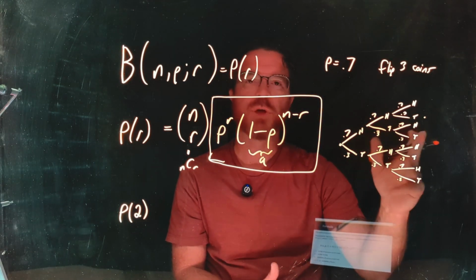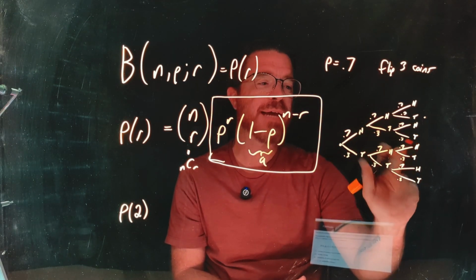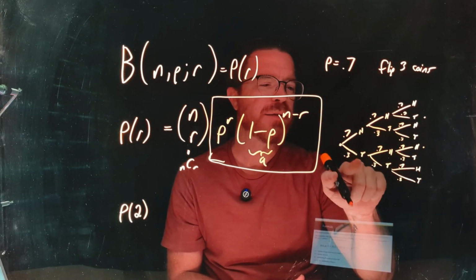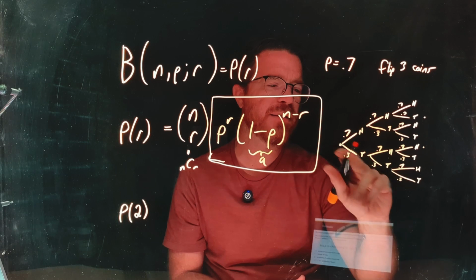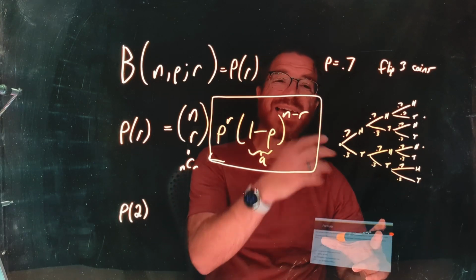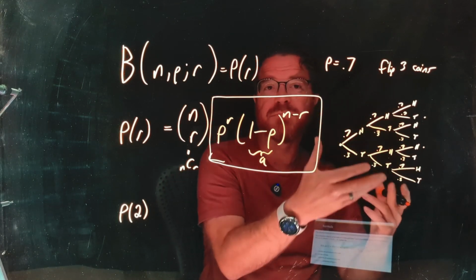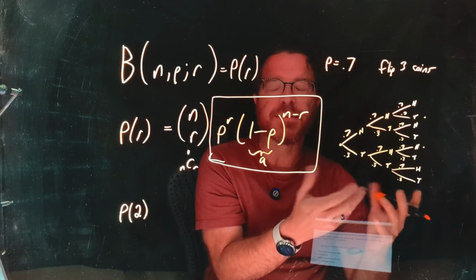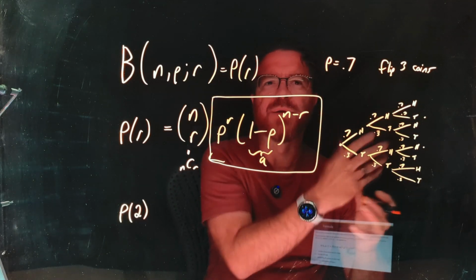Heads, tails, tails. Nope, that only has 1 head. Tails, heads, heads. That one has 2. Tails, heads, tails. That one does not. Tails, tails, heads. That one does not. Tails, tails, tails. So in this case, my probability of getting 2 heads is just going to be 2 out of the total 8.